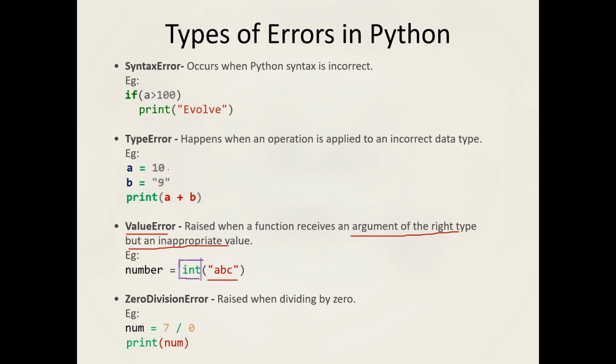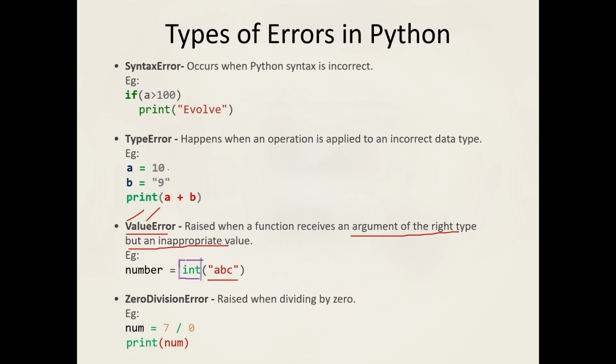The int function can convert a string to an integer only if the string represents a valid integer. Meaning if the string is like 1, 2, 3 in double quotes, or any number in double quotes, it is considered a string, and those strings can be converted into integers. But abc, or any form of alphabets in double quotes, cannot be converted into integers. So abc cannot be converted into an integer, and Python raises a value error.